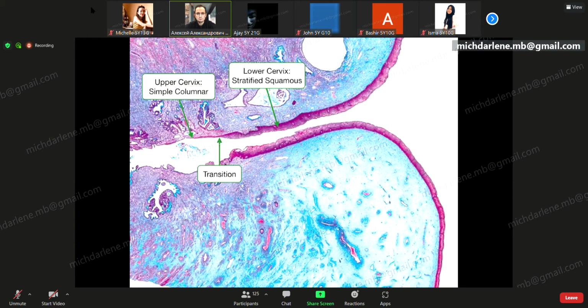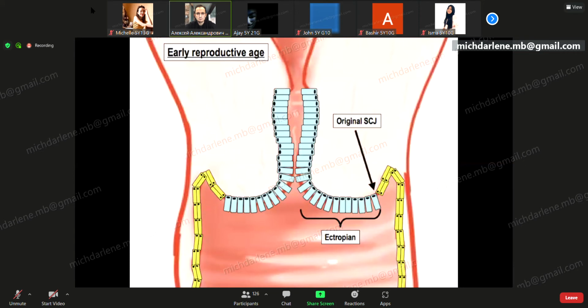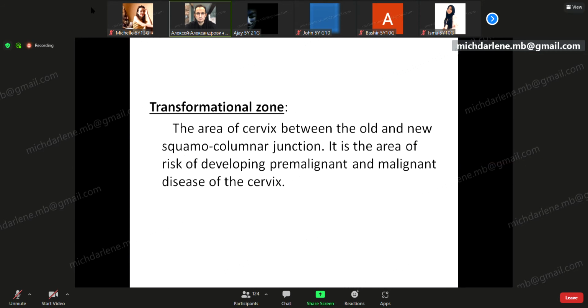And the most dangerous place is the place which has the name transformation zone. Transformation zone. T-zone, we can also name it. Transformational zone, you can have different names. But it is the area of the cervix between the old and new squamocolumnar epithelium. The place where one epithelium goes to another one. And that place is the most dangerous place in a female organism if we talk about pathology of the cervix, especially about the malignant disorders of the cervix.